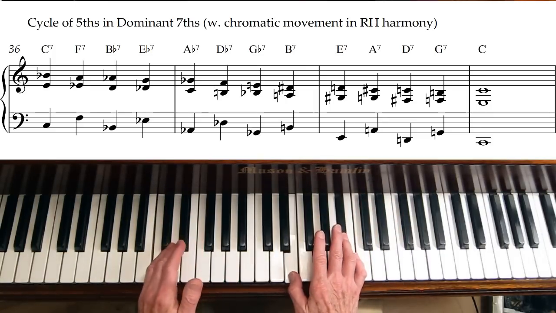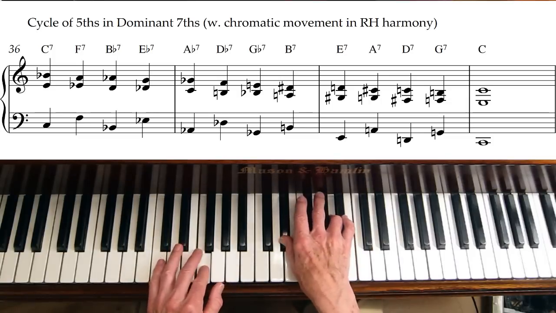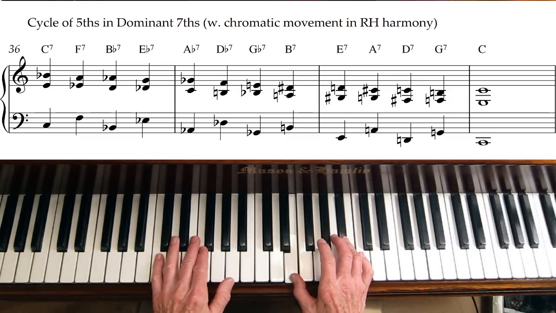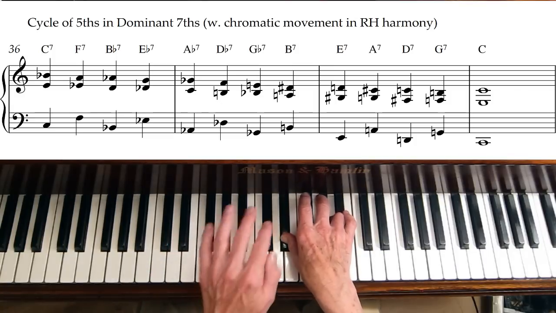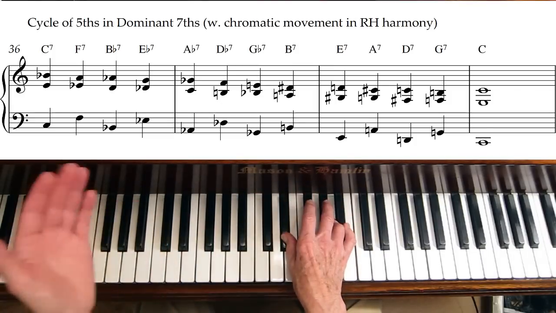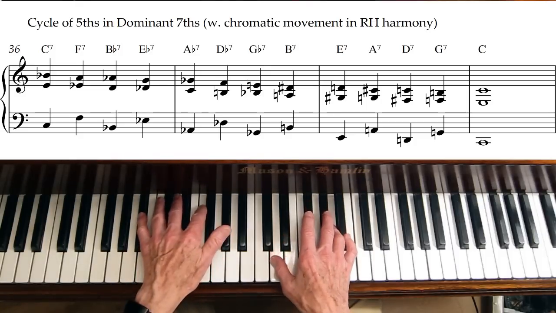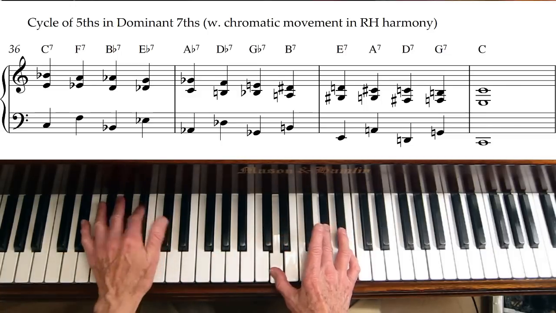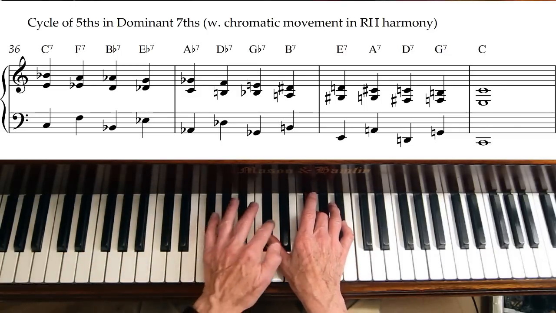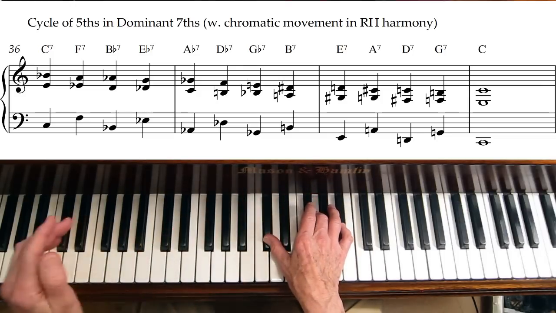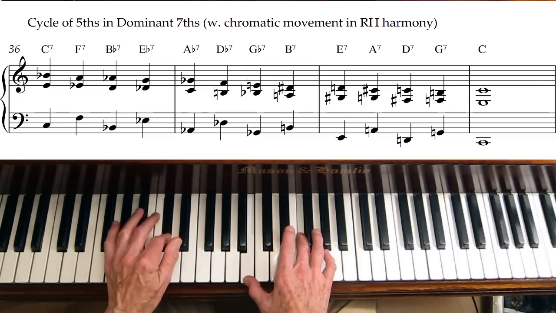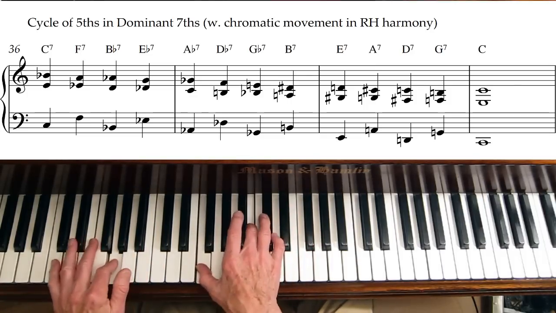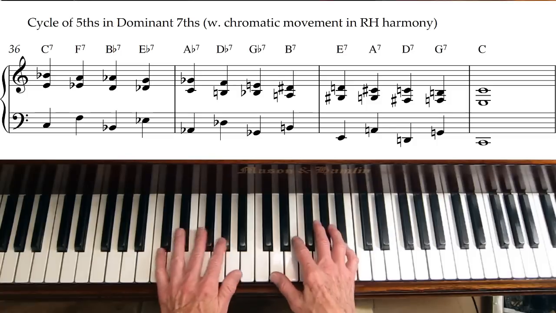In other words, C7 resolves to F7. Now what is it? Root, third, flat 7. Resolves to F7, root, 7th, third. It reverses, you see. B flat 7, root, third, flat 7, E flat, root, 7th, third, and so on. Like that. So again, here you have it.